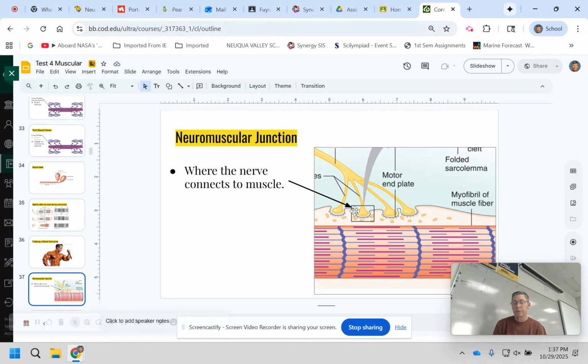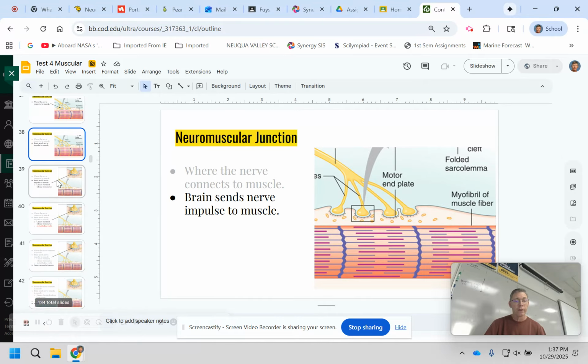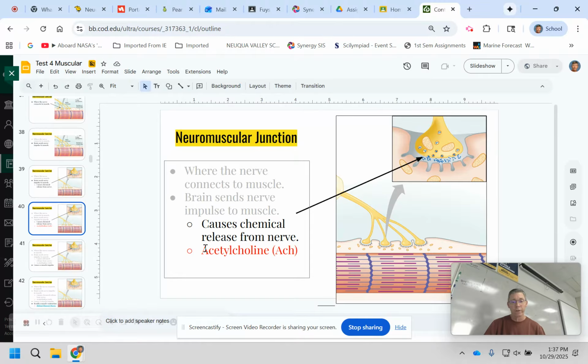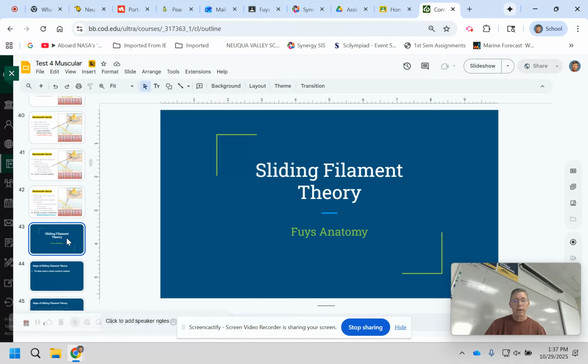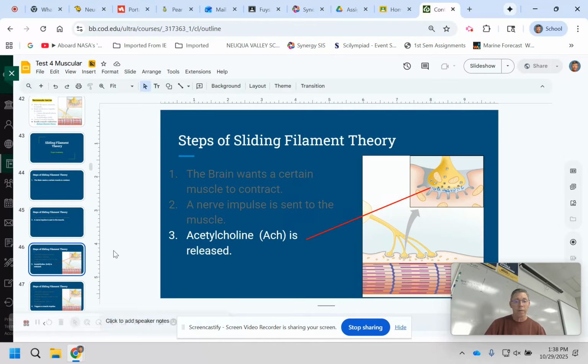And it happens just like any connection between neurons, except in this case it's connecting between a neuron and the muscle membrane instead of a neuron to a neuron. So we have the signal that comes down, and there's a neurotransmitter. You can go through all these slides to get that. And eventually we get to this idea of sliding filament, right? So what is it? We went through these steps already.